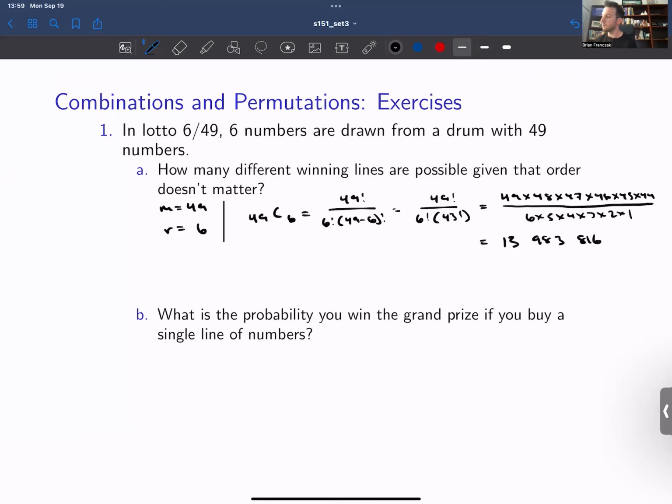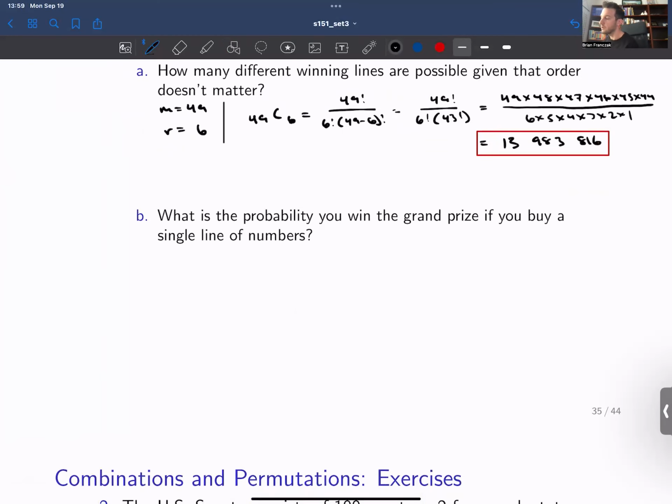13,983,816 possible combinations of lines if we pick 6 numbers from 49. So every time you play the lotto, every time they reset it, there's 13,983,816 possible lines available.